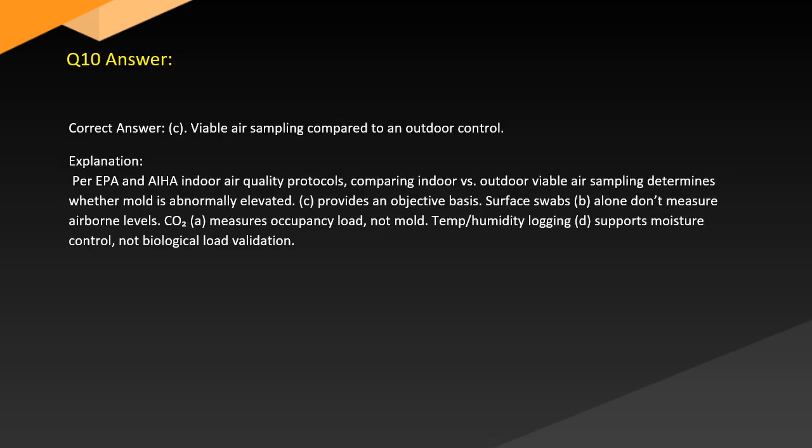Answer. Correct answer: C. Viable air sampling compared to an outdoor control. Explanation. Per EPA and AHA indoor air quality protocols, comparing indoor versus outdoor viable air sampling determines whether mold is abnormally elevated. C provides an objective basis. Surface swabs, B alone, don't measure airborne levels. CO2 measures occupancy load, not mold. Temperature and humidity logging, D, supports moisture control, not biological validation.